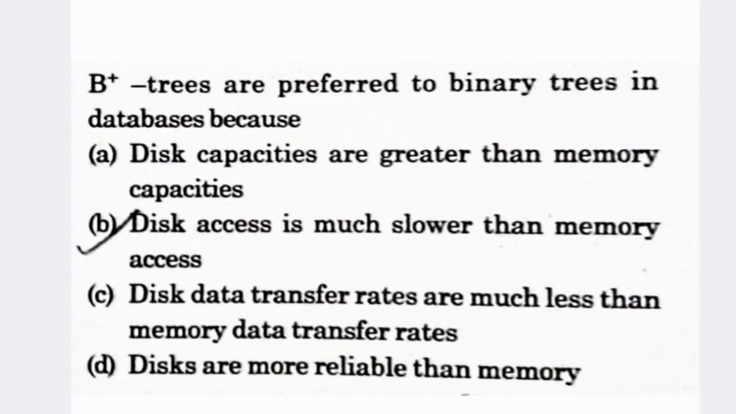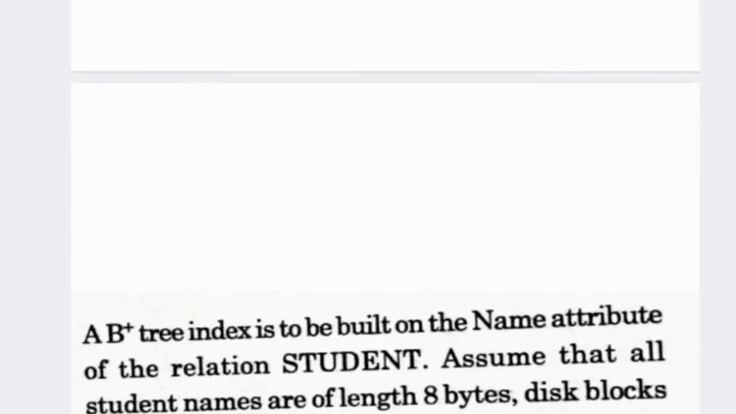B plus trees are preferred to binary trees in the database because... So there are four options given, and the correct option is option B, because we know that disk access is much slower than memory access. So option B is your correct answer. Now come to the next question.